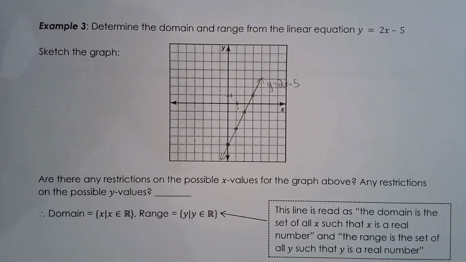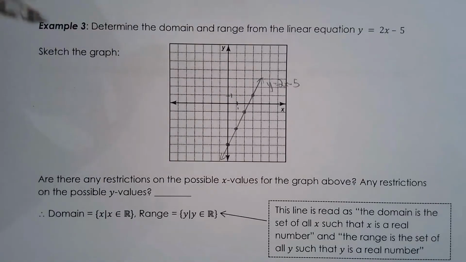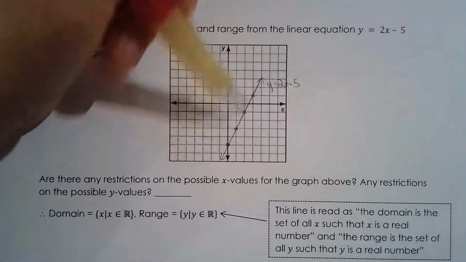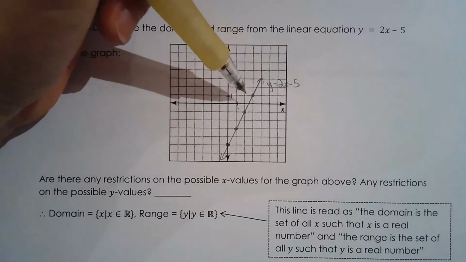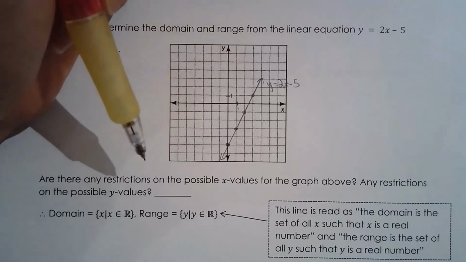So hopefully now that you see the graph of y equals 2x minus 5, you can ask yourself, what are the possible values for x? And what are the possible values for y? You see these arrowheads, okay? That means this line extends all the way to the right, goes right forever and goes left forever. And also goes up forever and goes down forever.